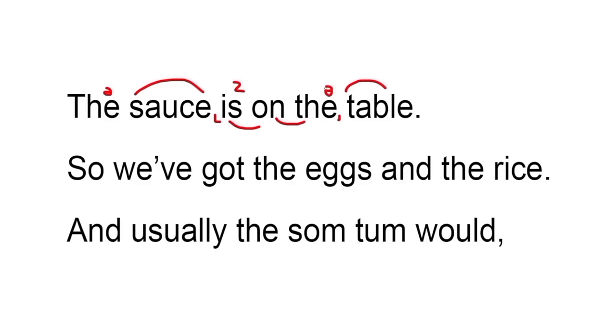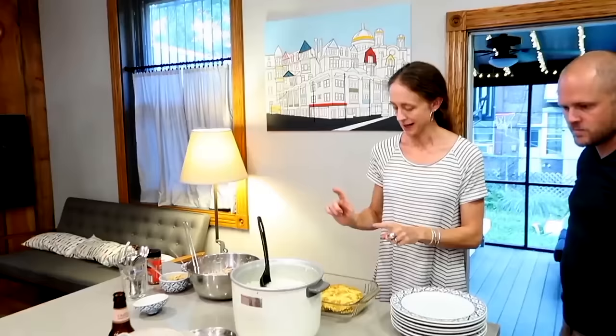So it's not is on the. All of those are stressed, and that's not right, but it's is on the. A little mumbled, a little bit less clear, because they are function words. Sauce and table, the two content words, are longer. And all of the words and all of the sounds flow together smoothly with no jumps in pitch and no choppiness. The sauce is on the table. I have the sauce on the table.